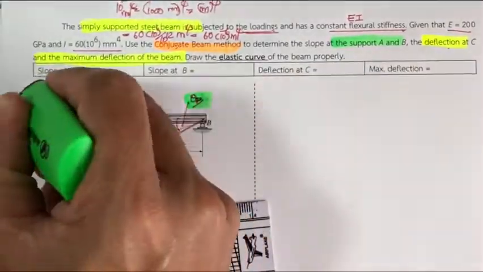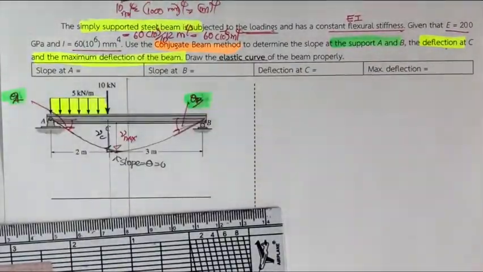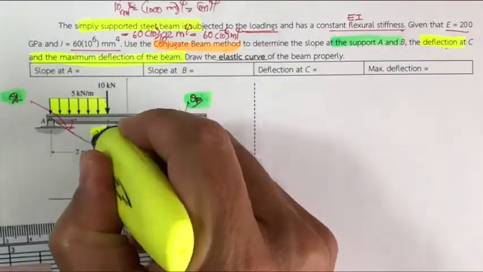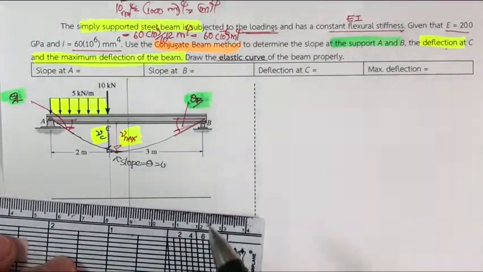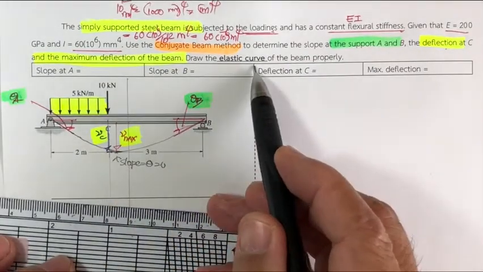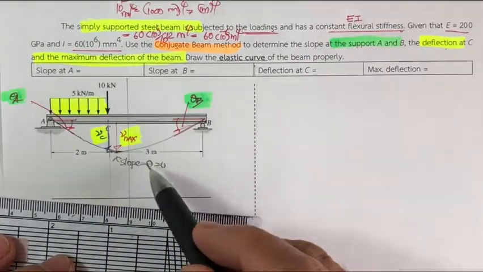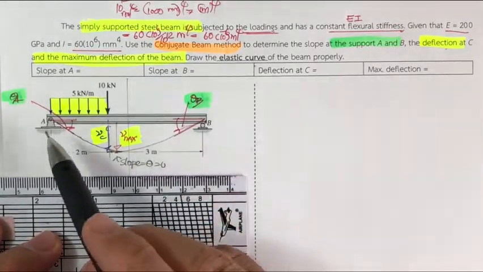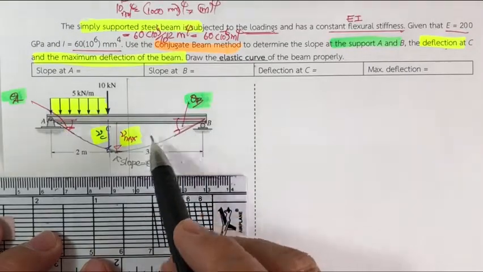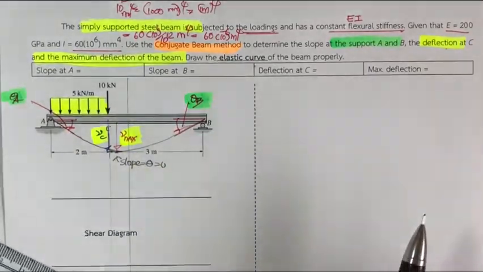This is for the slope, and this is for the deflection. In the conjugate beam, the slope is going to be the shear force, and the deflection is going to be the moment on the conjugate beam. This is going to be the elastic curve, but we are going to refine it and make it more accurate after we know the values of theta A, theta B, V sub C, and V max.